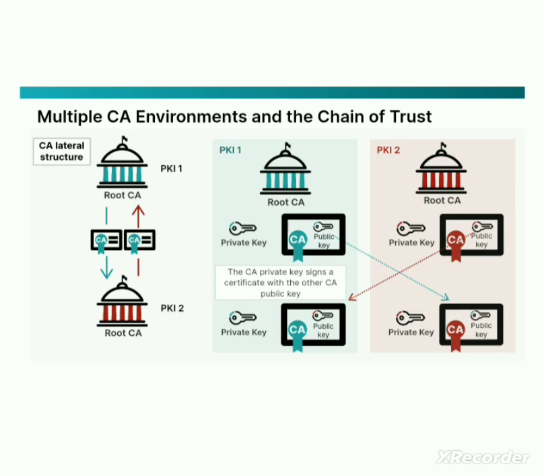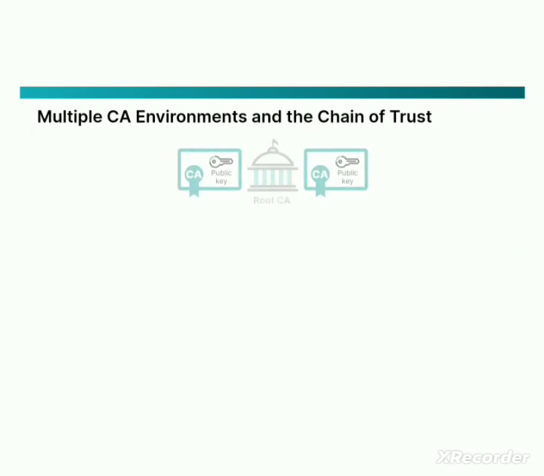The cross-certification process can take place between a root or subordinate CA from one PKI and a root or subordinate CA from another PKI. If you were to build a hierarchy of CAs from the ground up, you would start with the source of trust, the root CA. The root CA certificate is signed by its own private key.